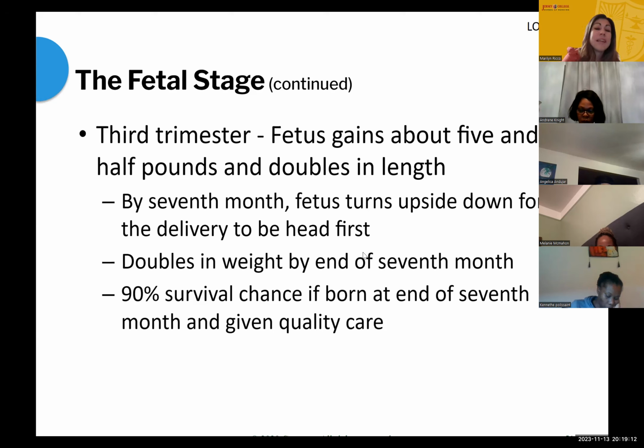By the end of that 7th month, it has a 90% survival chance if born then and given quality care. So it's not just being born at the end of that, they still have to be nourished and given quality care. The mom still should be eating proper nutrients and doing what she's supposed to do on her end.